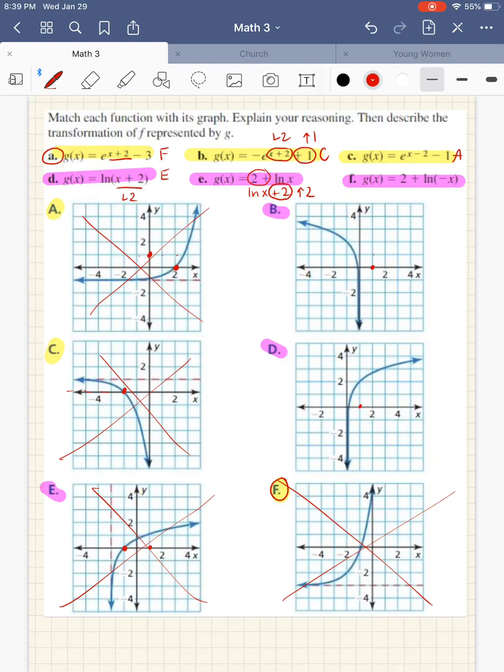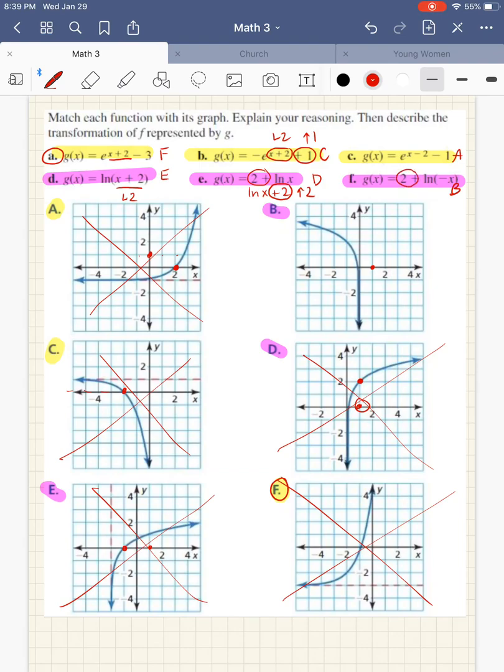So if I take this point and move it up 2, I missed the graph, so it can't be that one. If I take this point right here and move it up 2, I hit the graph. So I think that this graph is D. Well, that must leave this one to be B. Let's see if we can figure out why.